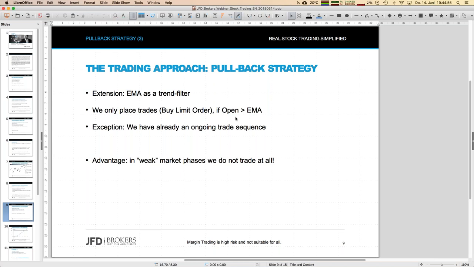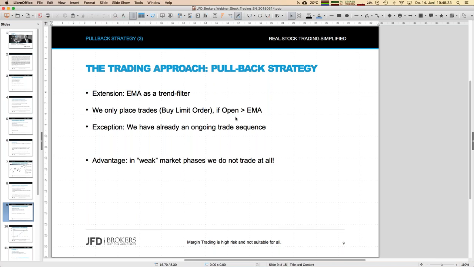Think about it, we have an ongoing trade already. So we are invested in Apple. And then the price crosses the EMA to the south. So the next day we are still invested, in case the stop loss is not reached. In that case, I would open once again a buy limit order, because if the sequence goes a little bit further, we get, on average, a better entry, and we still have the possibility to recover that trade.